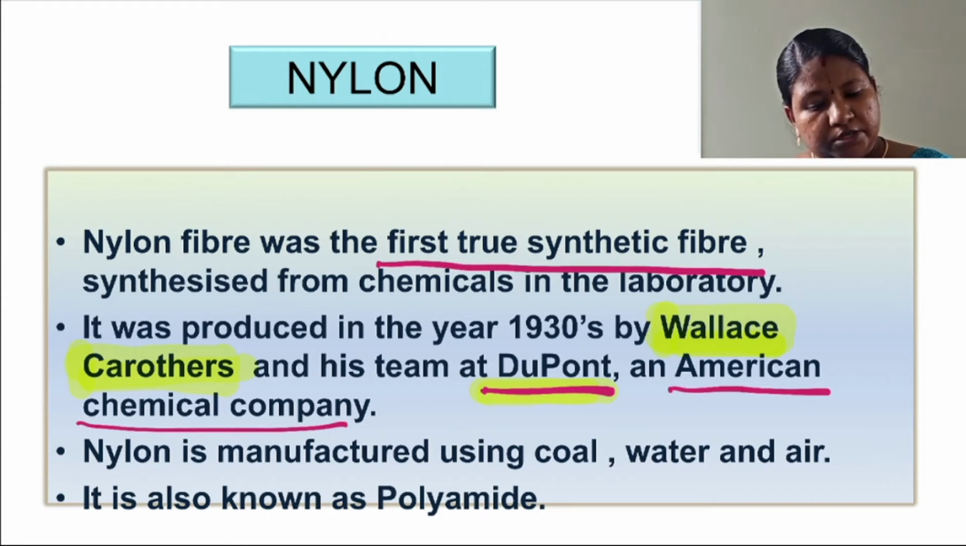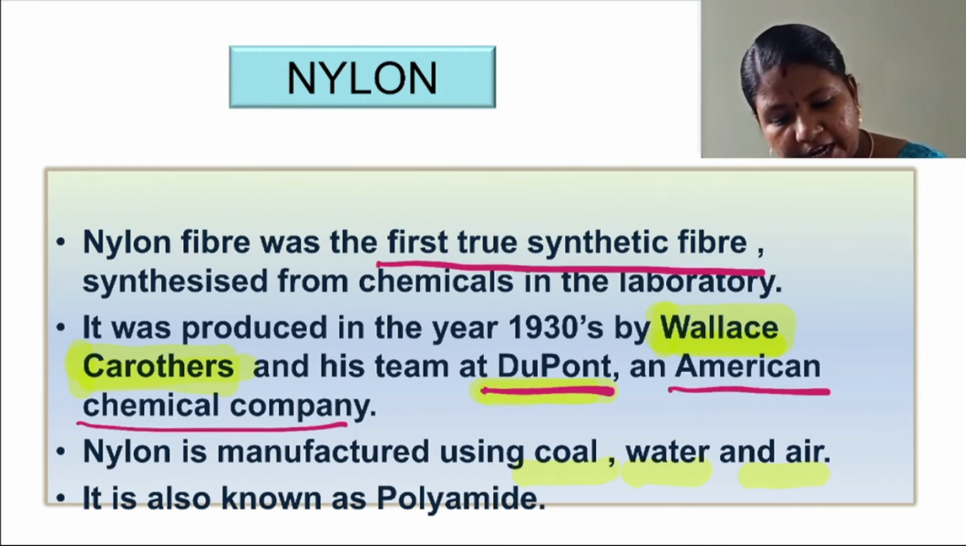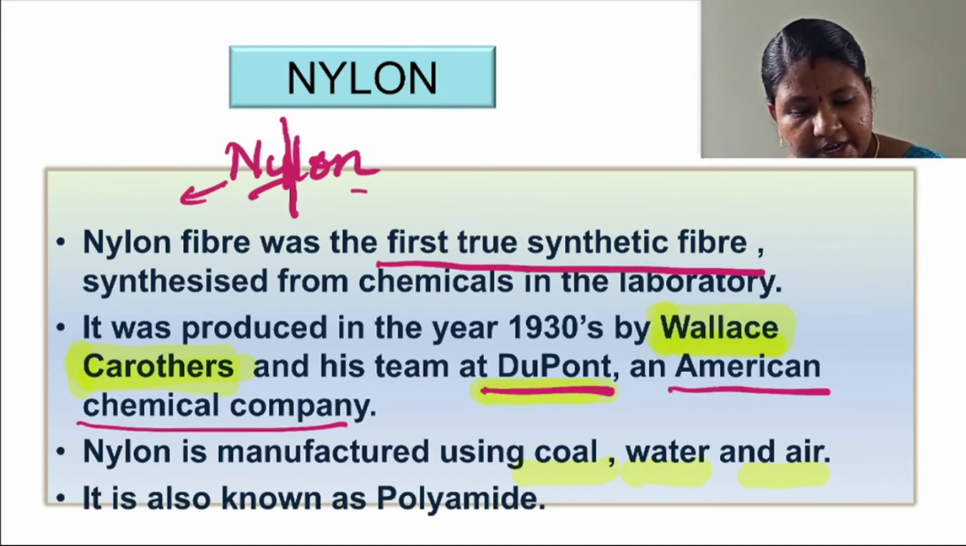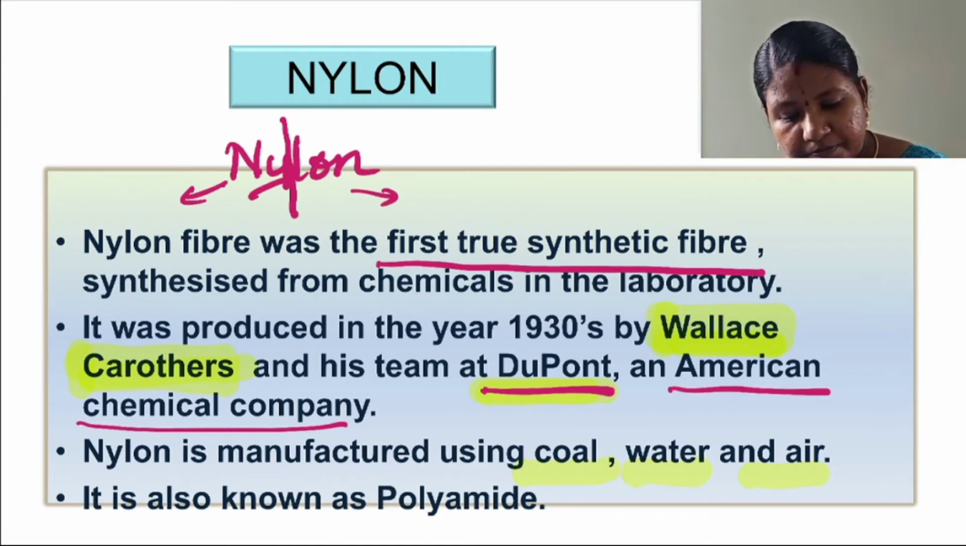Nylon was manufactured from coal, water and air. Why does the name come as nylon? Is there any meaning for that word nylon? Yes, of course. We can split nylon into two. NY and LON. That NY stands for New York.